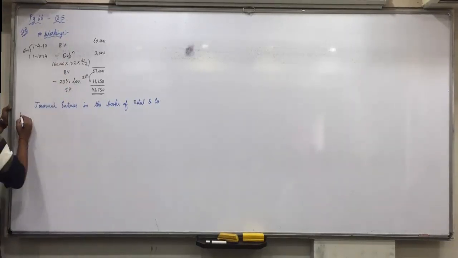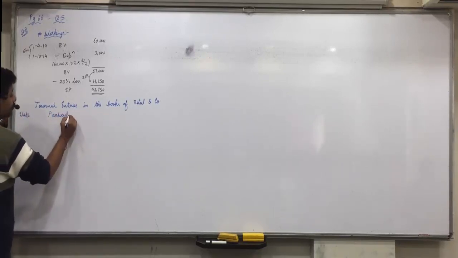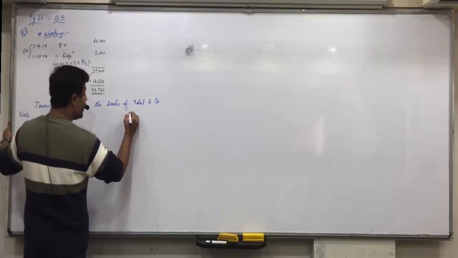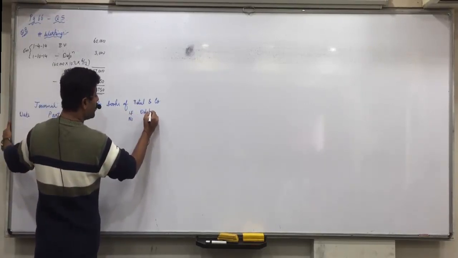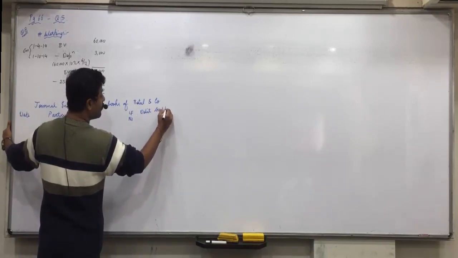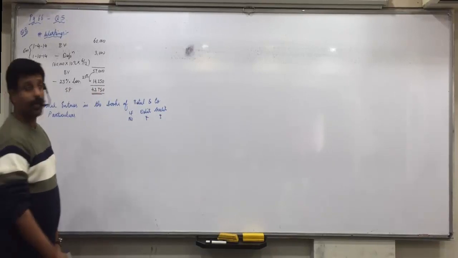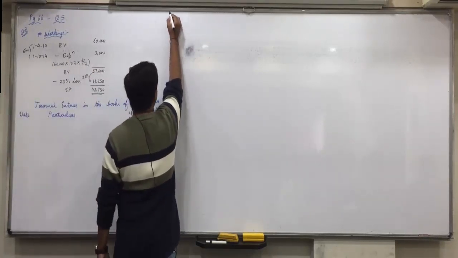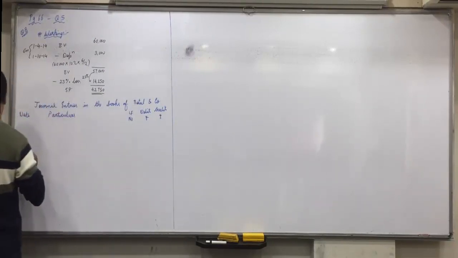Okay. Date, particulars, LF number, debit and credit. Yes, what is going on? Do it fast.